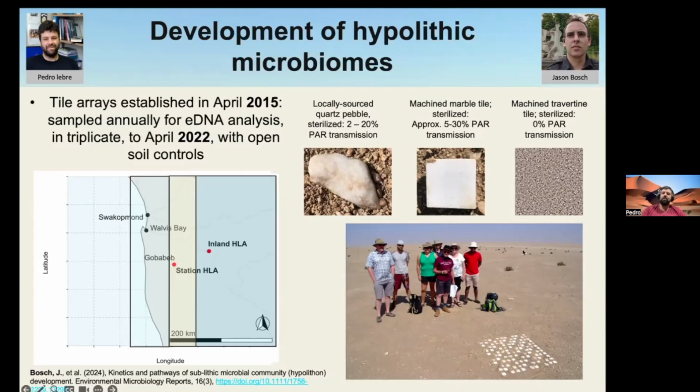Then we also included, as a negative control, a rock which is not translucent at all, and we don't expect anything to grow in it. We had two of these arrays: one we call the inland array, which is in the rainfall area, and a station array, which is in the upper area. We monitored these using sacrificial sampling over 7 years, in triplicate, both the rocks and the soils under the rocks, and we did 16S sequencing on Illumina.